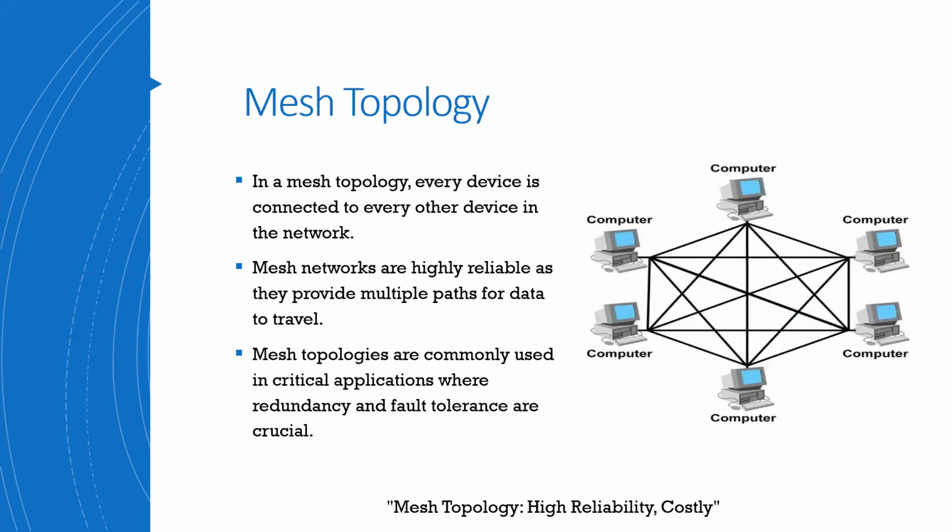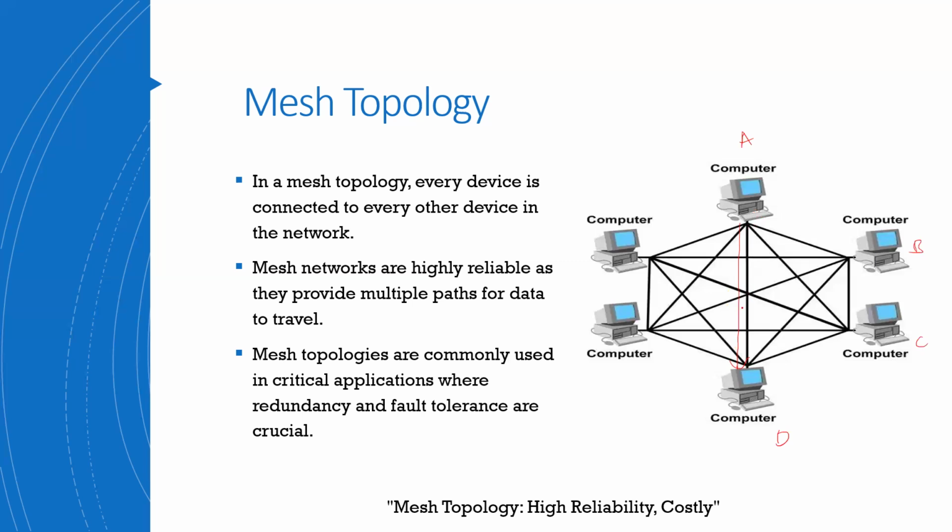First, the mesh topology. In a mesh network, every device is connected to every other device. This provides high redundancy and reliability, as there are multiple paths for data to travel. However, it can be complex and costly to implement. For example, if we have device A here, device B here, C here, and D. If you want to communicate from A to D, communication can happen through this cable, and we can send a message from computer A to computer D along this path.